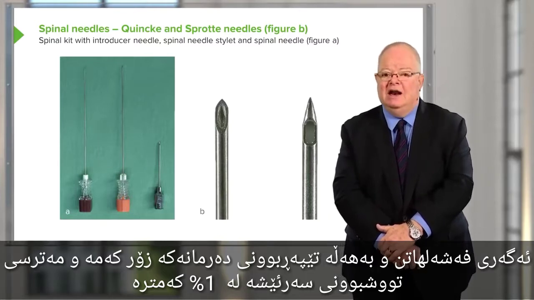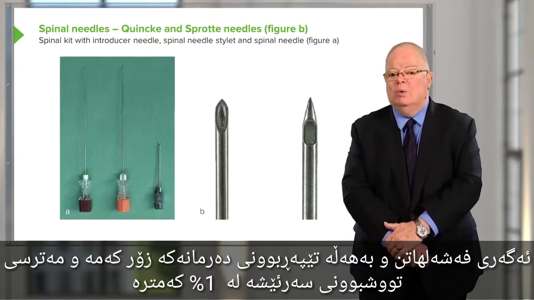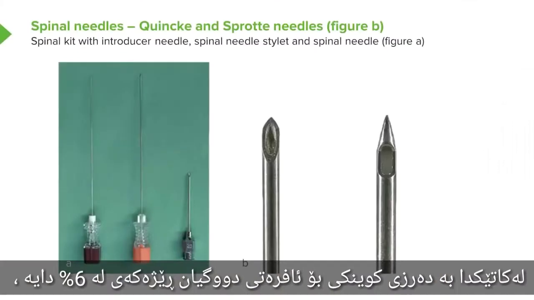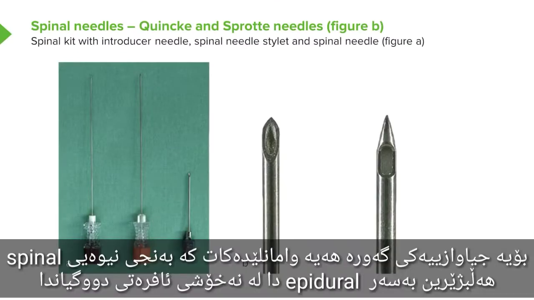The incidence of headaches with these needles is well under 1%, whereas with the Quincke needle in pregnant women, it was around 60%. So it's a huge change. And it's allowed us to use spinal analgesia in obstetrics, whereas before we had to use epidurals.